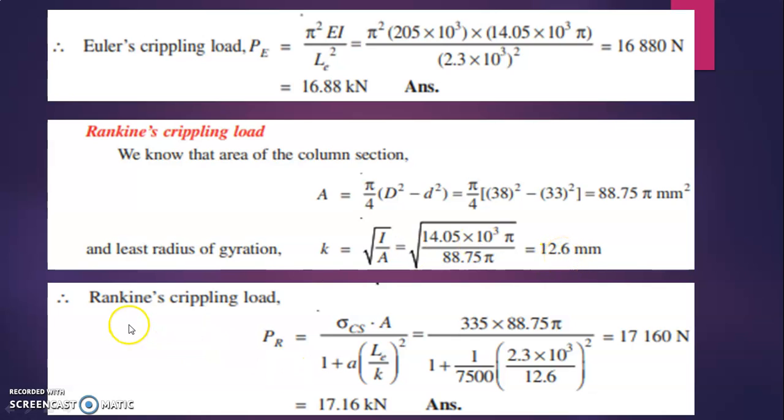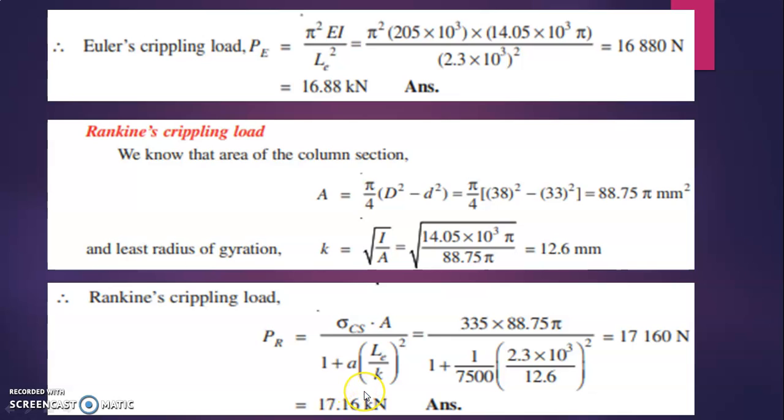Okay. Now you can substitute all these values in the Rankine's crippling load formula. PR is equal to sigma C into A divided by 1 plus alpha into Le divided by K whole square. That is, sigma C is 335 into A divided by 1 plus alpha is 1 divided by 7500 into Le is 2.3 into 10 raised to 3 divided by K is 12.6 whole square. Simplify this, you get 17.16 kilonewton. So Euler's crippling load is 16.88 and Rankine's crippling load is 17.16 kilonewton.